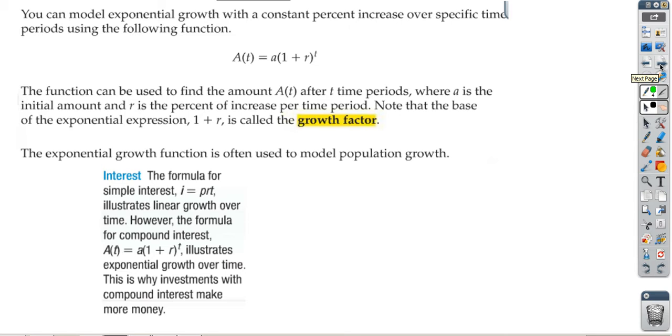Okay, this is used, like I said, in many cases in real life. So one of the best examples would be with money.